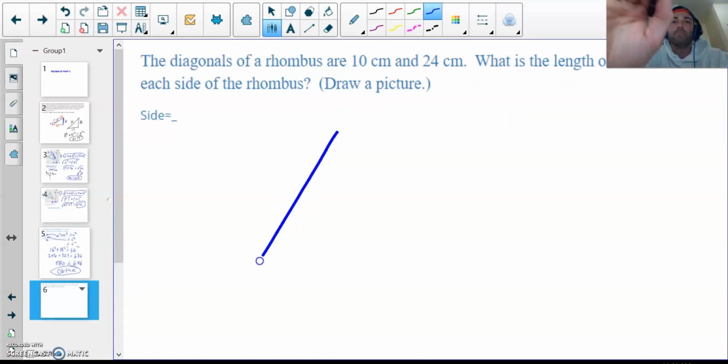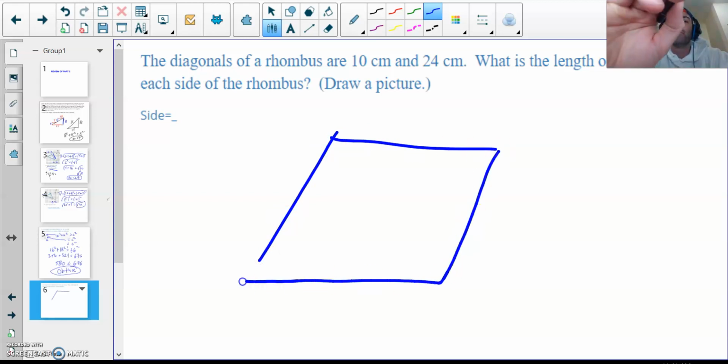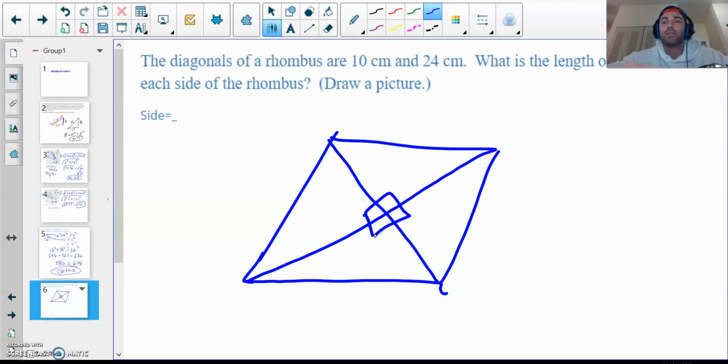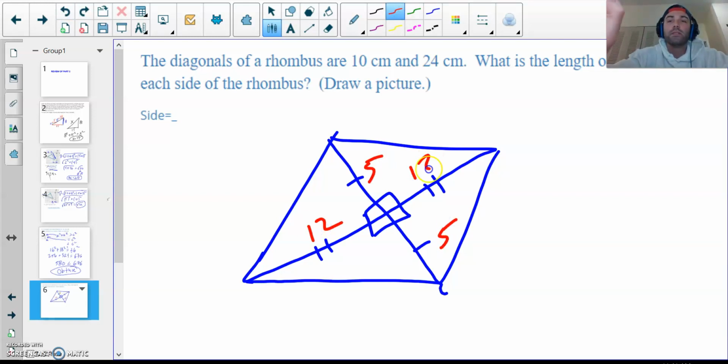So I have a rhombus. And I'm going to draw my diagonals. That is the worst rhombus I have seen in a long time, but that's okay. Remember, in a rhombus the diagonals are perpendicular, and they bisect each other. So if my diagonals are 10, this is going to be 5, and this is going to be 5, and this is going to be 12, and this is going to be 12. And it wants me to find the length of each side, so I want to find x. So x is all these sides.